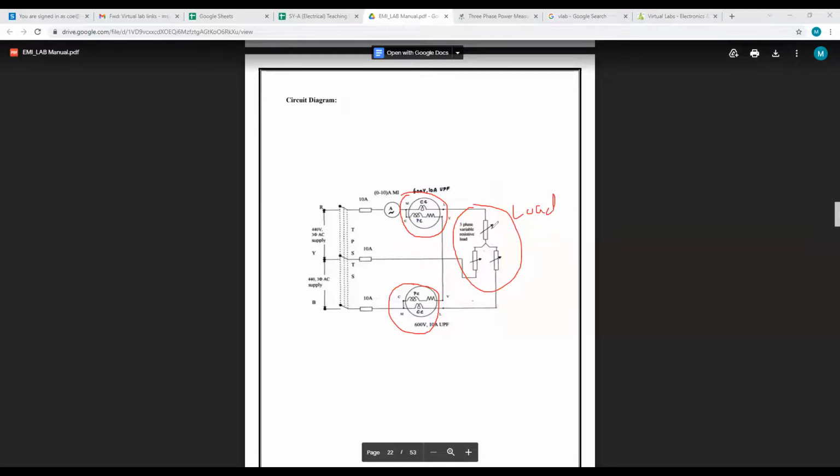This arrow mark indicates it is a variable load. This one is R load, Y load and B load. R is connected to the R load, Y is connected to the Y load, and B is connected to the B load. So it is connected in star. This one we can give to the neutral point, or otherwise we will close that one. Okay, is it clear now here?